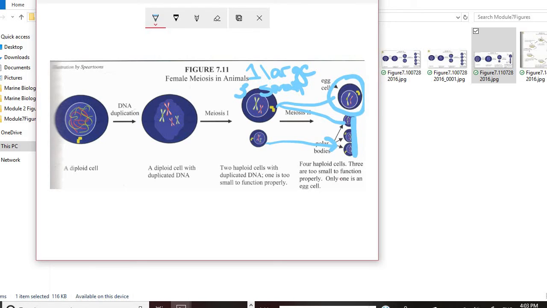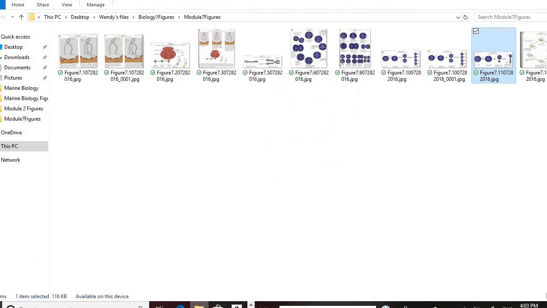So unlike in a male where you end up with 4 functional sperm, in a female, at the end of meiosis 2, you end up with only 1 functional egg cell, and you end up with 3 polar bodies, which will just disintegrate. So this one egg could be fertilized, but these 3 polar bodies cannot. Okay, so that's one difference between males and females.